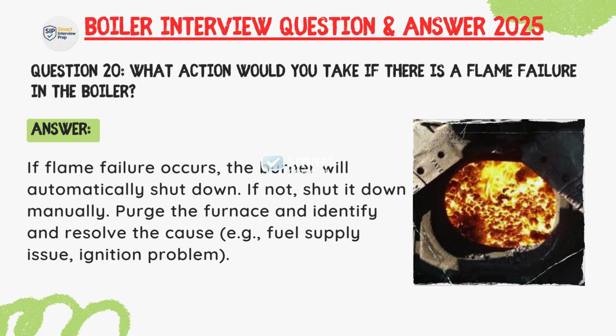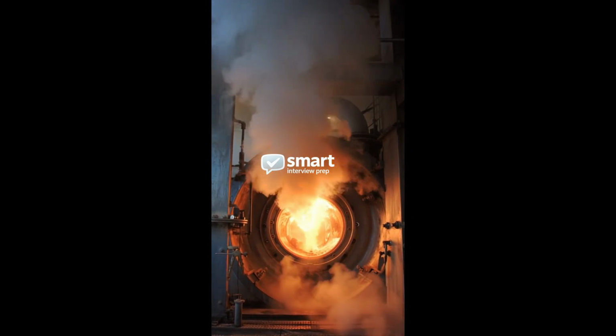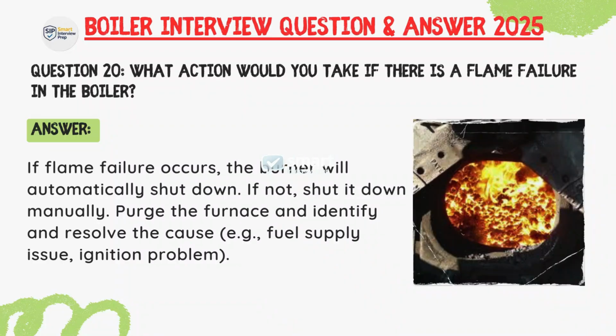Question: What action would you take if there is a flame failure in the boiler? Answer: If flame failure occurs, the burner will automatically shut down. If not, shut it down manually. Purge the furnace and identify and resolve the causes.